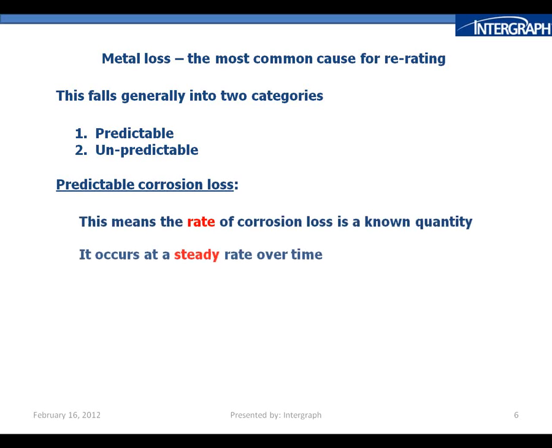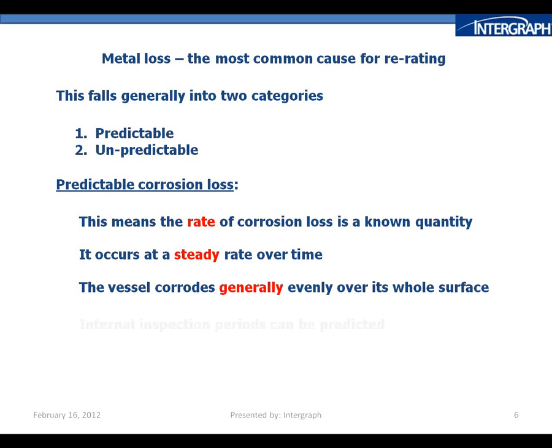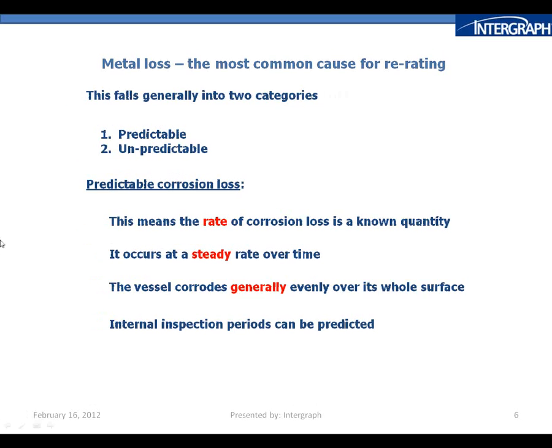This occurs at a steady rate over time, so many millimeters per year. And the corrosion perhaps will be experienced generally over the whole of that internal or external surface. And we will be able to predict this. So internal inspection periods can be predicted. For example, if it takes maybe 20 years to lose all the corrosion allowance, we could perhaps have the inspection periods every 8 years or something like that.